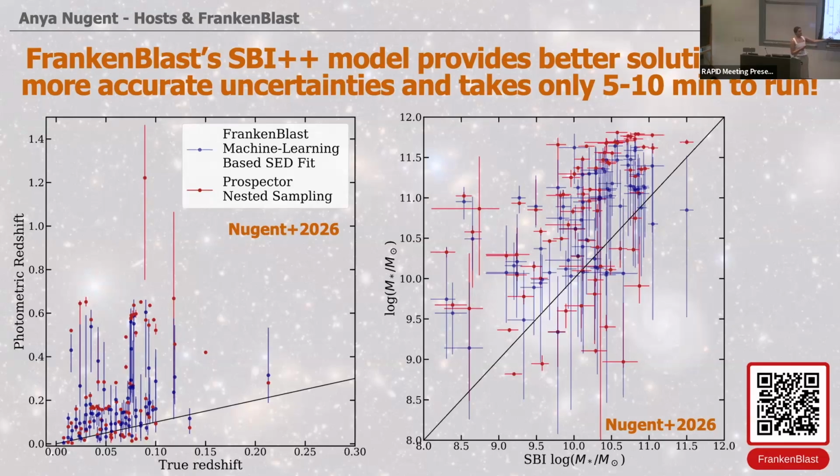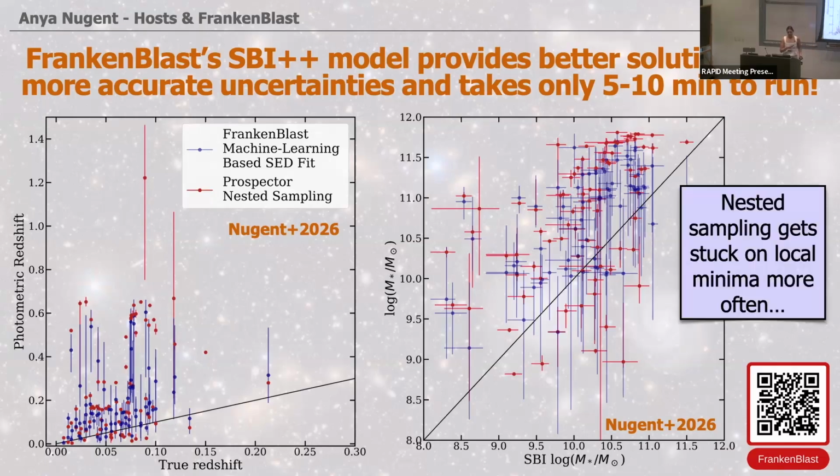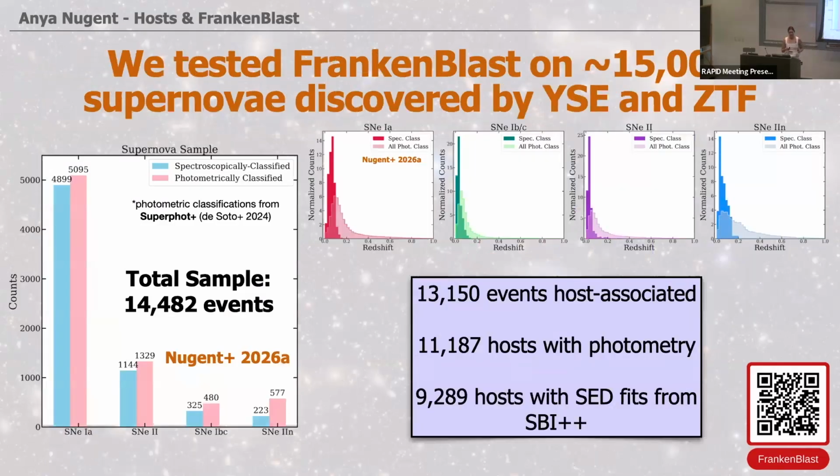And that's even better because that's going to affect our inferences on redshift-dependent parameters like stellar mass, which we can see in the next plot. And the reason for this is that oftentimes nested sampling gets stuck on local minima more often. And this is just not so much an issue in machine learning-based methods.